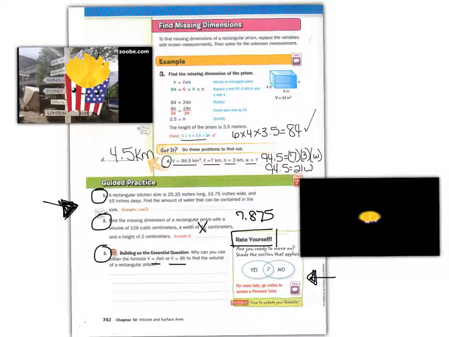yourself. Are you ready to move on to practice? Great job.